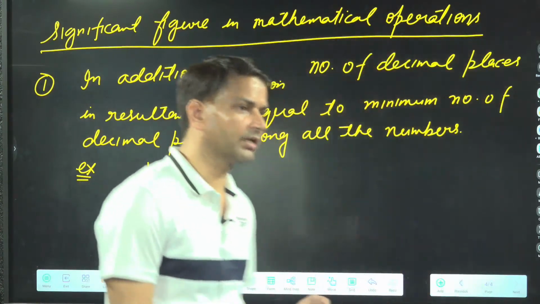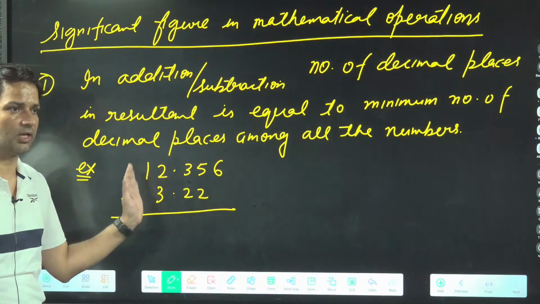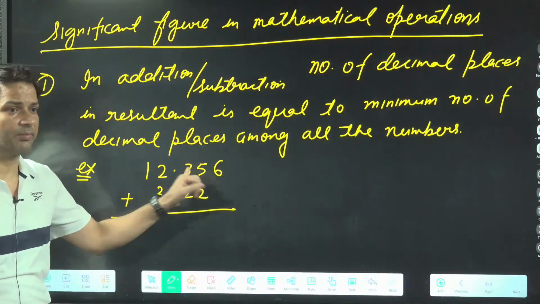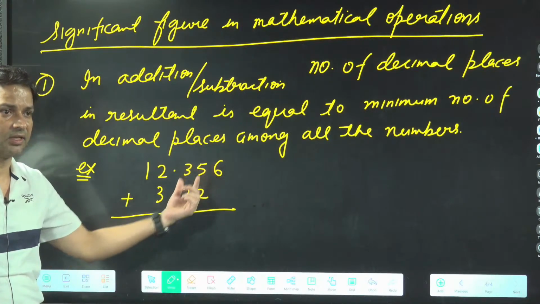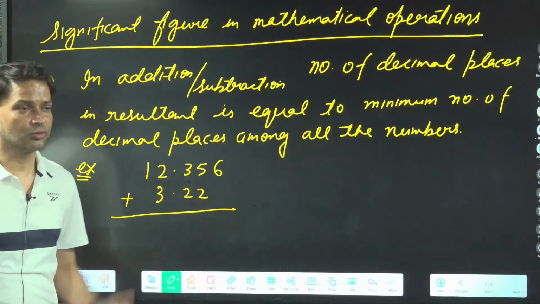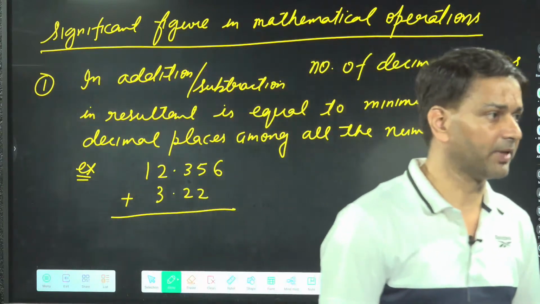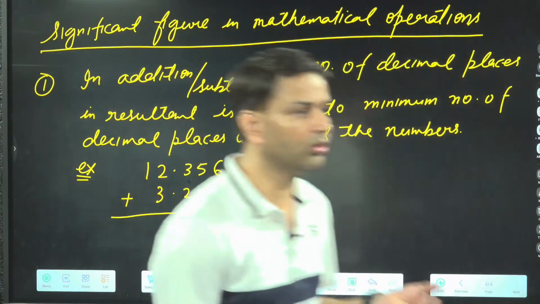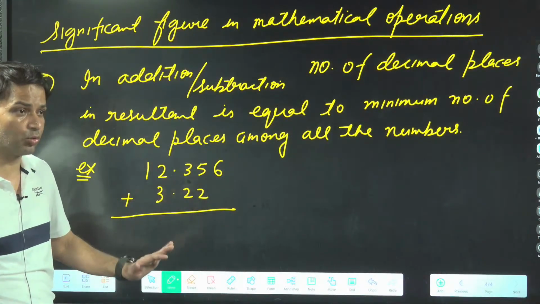The first number, left of the decimal we will not see, the integral part we will not see. Now we will see the decimal places. How many decimal places does the first number have? 3 decimal places. How many does the second number have? 2 decimal places. So how many decimal places will the result have? Equal to the minimum decimal places. Among these two, the minimum is 2 decimal places. So the result will have only 2 decimal places.